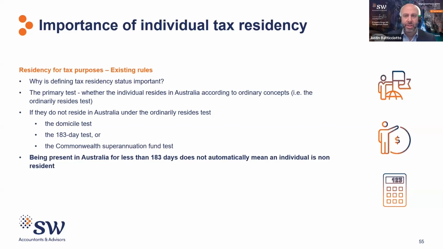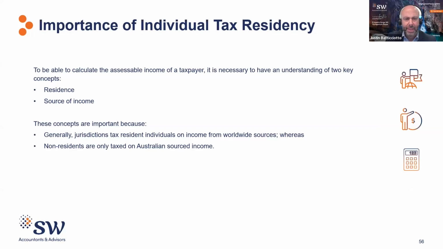It's also important to note that simply being present in Australia for under 183 days does not automatically mean that someone is a non-resident of Australia for tax purposes. So the 2 key things that Australian companies need to be aware of is firstly tax residency. The second key factor that they need to understand is source of income.